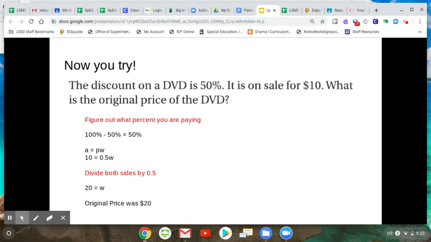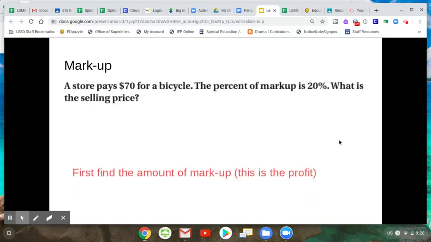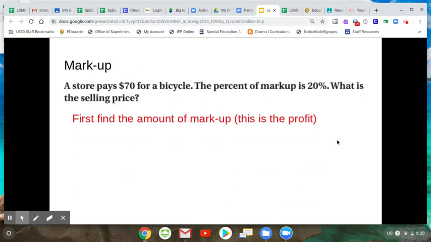All right, we're going to move on to the last type of problem that we're learning about today, and that is how to find markup. So a store pays $70 for a bicycle. The percent of markup is 20%. What is the selling price? The first thing I need to find is how much they're marking it up, and that's basically going to end up being the profit. So plug it into our equation.